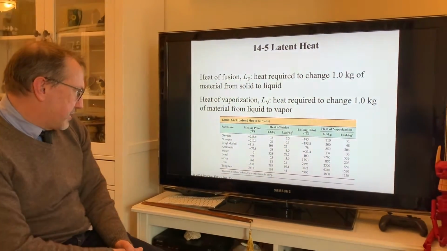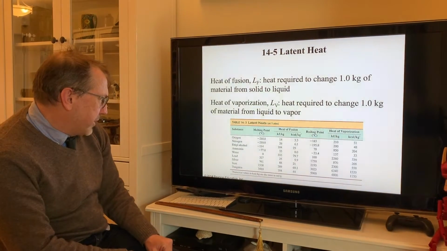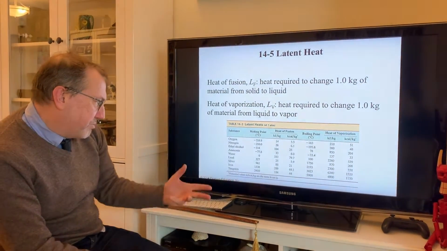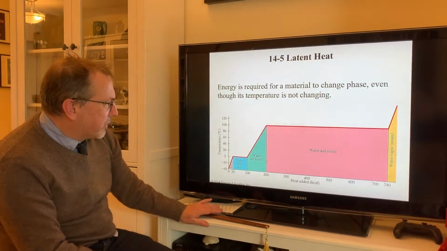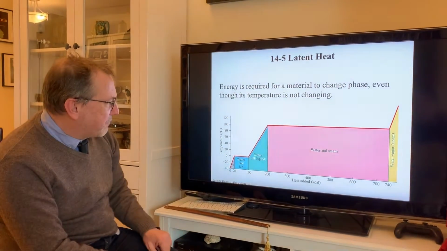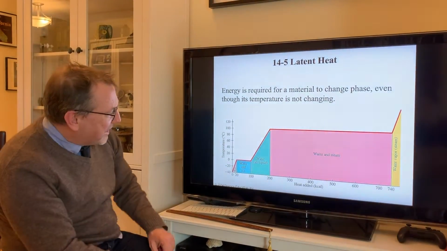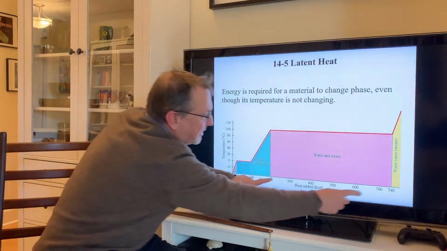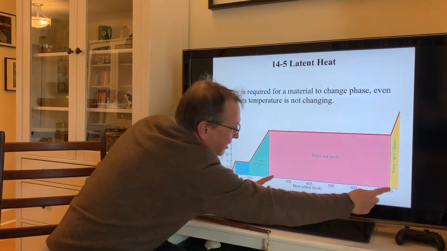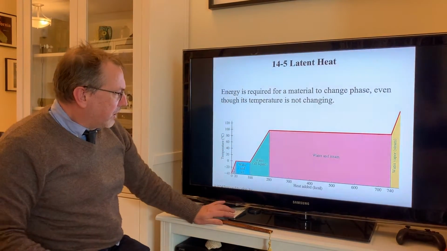What else is there to say here? We've got the melting points. But again, the important point here, if we look at this graph here, I'm going to go back to emphasize this. What that graph was telling us is the size of these things here, how much energy it takes.